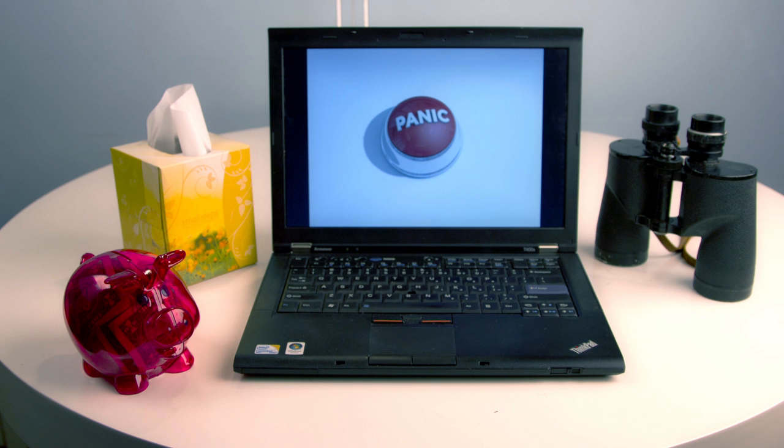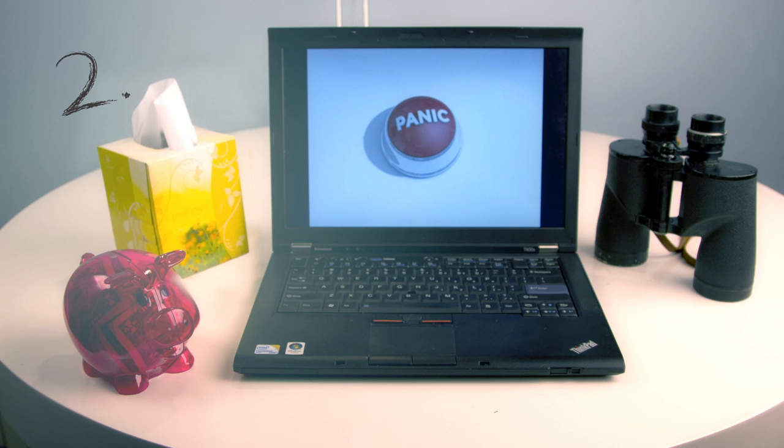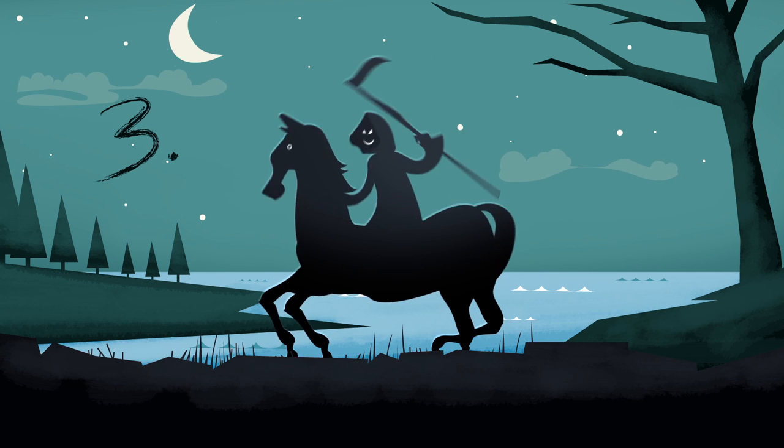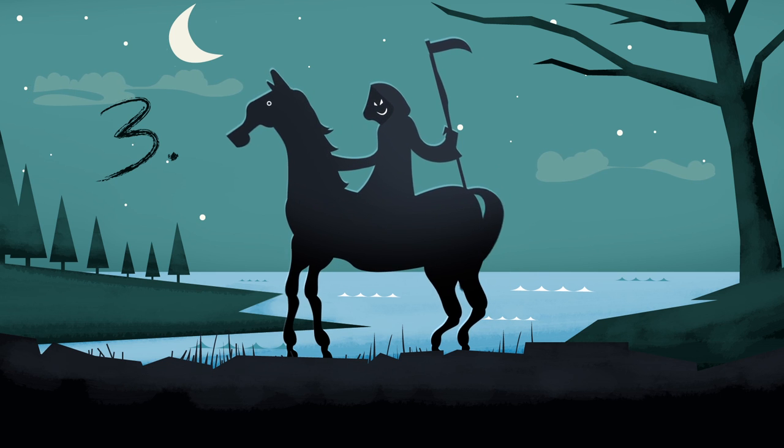These claims say that smart meters are infringing on your right to privacy, allegedly harmful to your health, are the fourth horseman in the apocalypse that will wreak havoc on your life. Let's address them one by one.